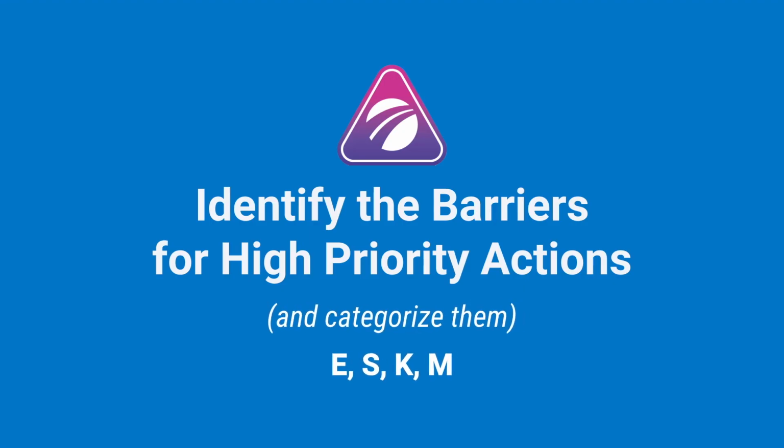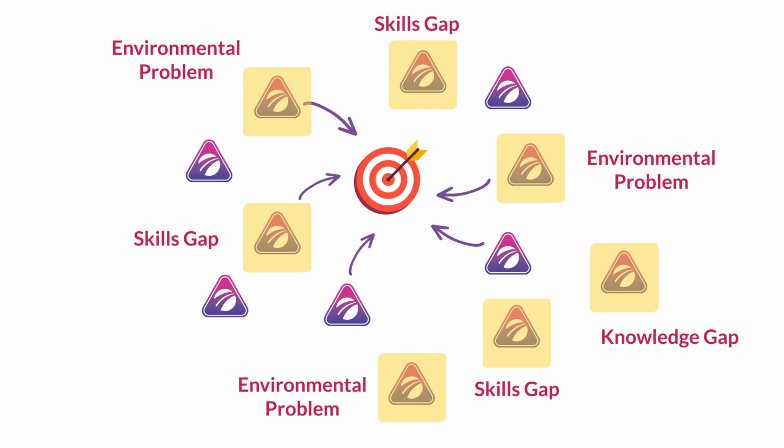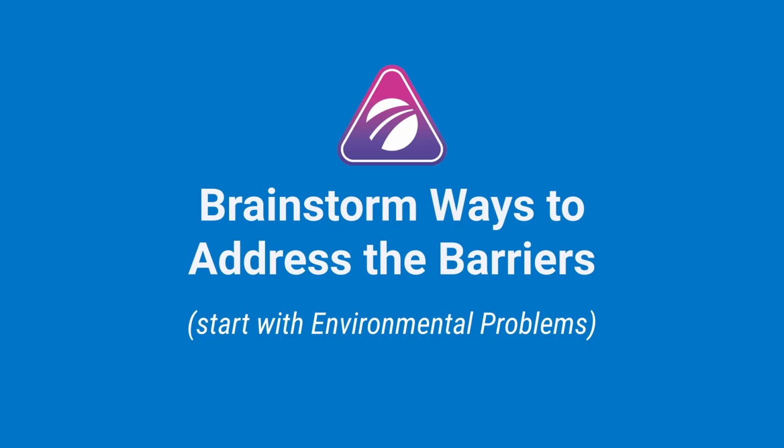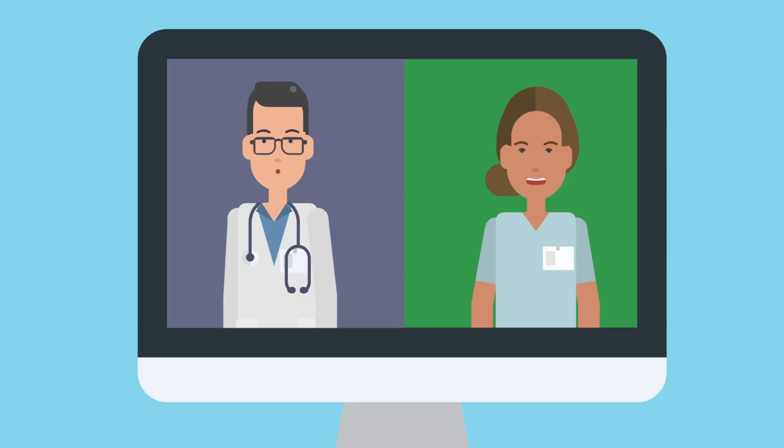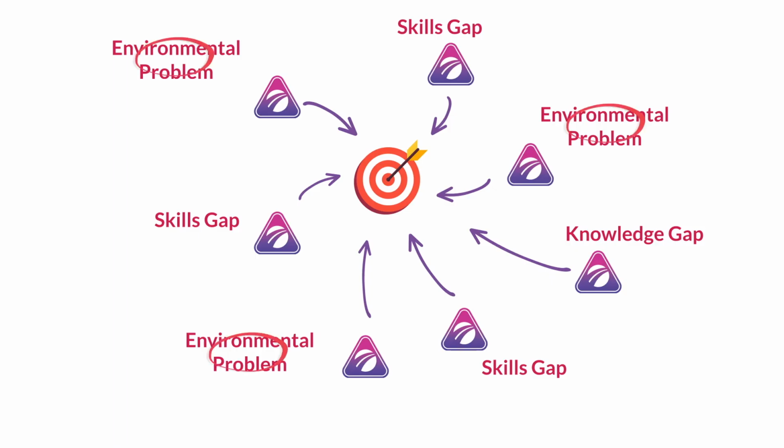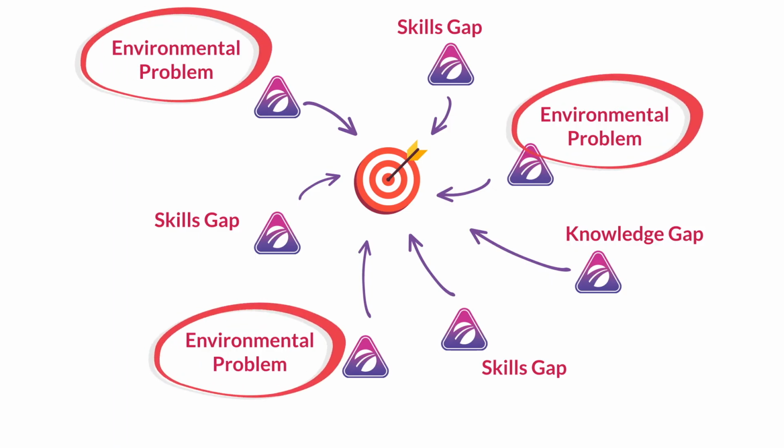Michelle and the stakeholders identify the barriers for each high-priority action. Then they categorize the barriers as environmental, skills gaps, knowledge gaps, or motivation. When they're done, the action map looks like this. After that, they brainstorm ways to address the barriers, starting with the environmental problems. By now, Dr. Roberts and Stephanie have realized that there are many environmental problems contributing to the sharps injuries, and they commit to fixing them as soon as possible.